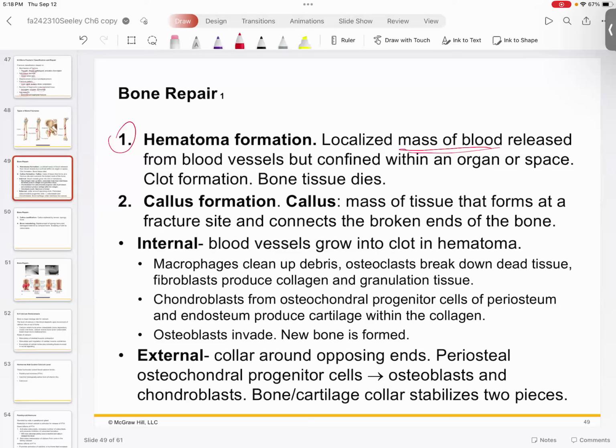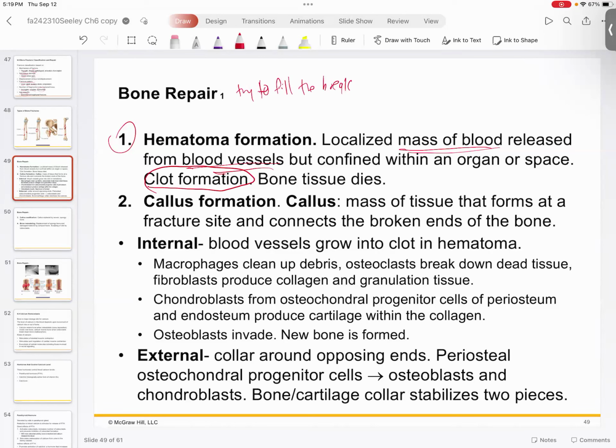And so when you break a bone, depending on the nature of the fracture, you're not just damaging soft tissue and lacerating blood vessels in your soft tissues, but you're also disrupting the blood vessels that are in the medullary cavity themselves. So it's a very bloody type of injury. And so as a result, you get this mass of blood that's coming from these blood vessels, but it's usually confined within the bone itself. So what you're doing here is you're basically trying to fill the gap, trying to fill the break.